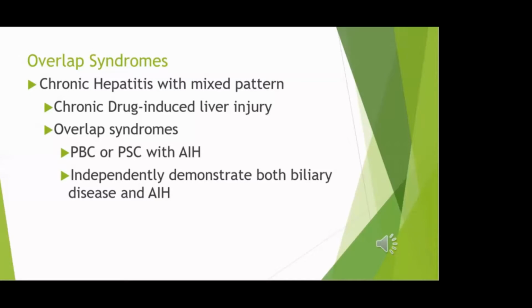When it's combined with a viral hepatitis, it's more of a concomitant disease rather than an overlap syndrome, because all these three, PBC, PSC, AIH, are part of that spectrum of autoimmune liver disease. And usually these overlap syndromes independently demonstrate both biliary disease and autoimmune hepatitis, and they also present with corresponding positive serum antibodies.